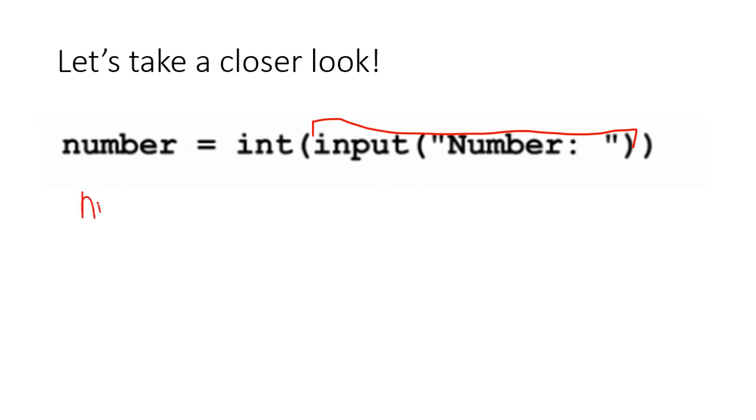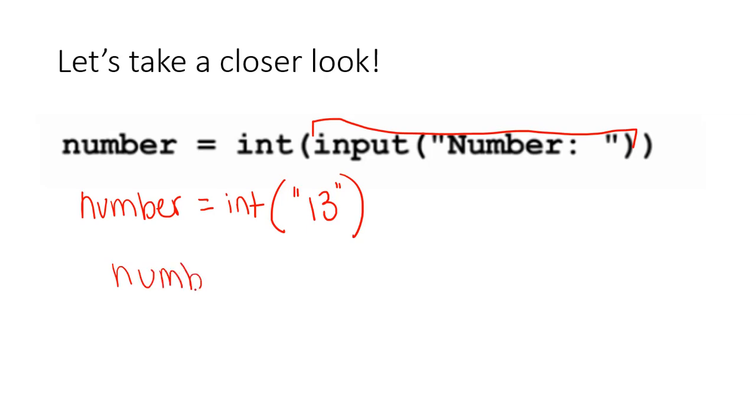Then what happens inside of the computer, which you don't get to see in your code, is 13 would take the place of input number because that's what they inputted. Int then is going to change that string into an actual number data type. Only then will 13 be stored inside of number in our computer's memory.